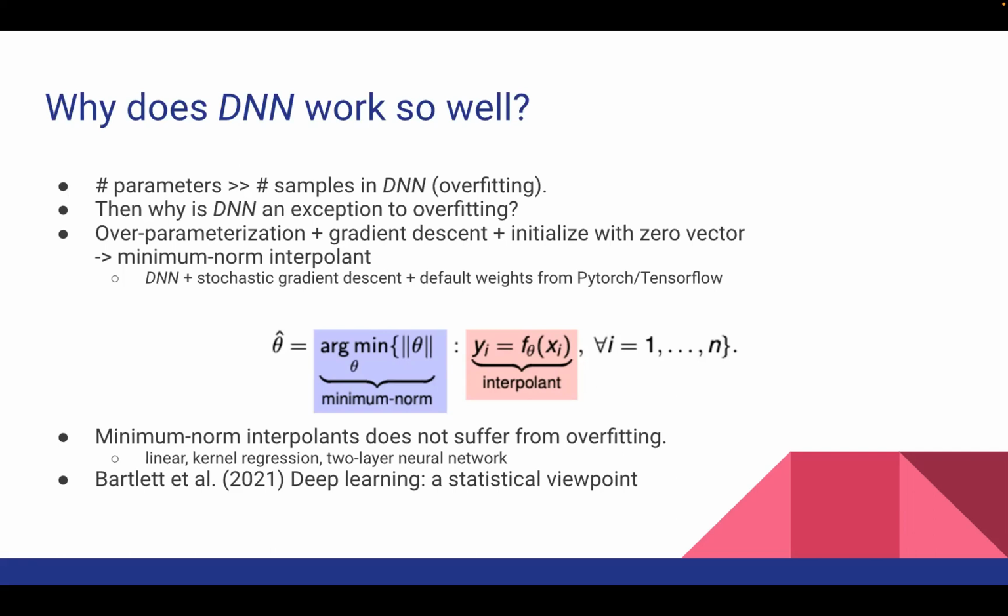And for DNNs as well, we have a very large, complex model. We use a variant of gradient descent, usually stochastic gradient descent. And the default weights in PyTorch and TensorFlow are all very concentrated near zero. They're very close to zero. So our problem quite fits the description that we have for minimum norm interpolation. So I thought this was an interesting result in the theory part that I would want to share.